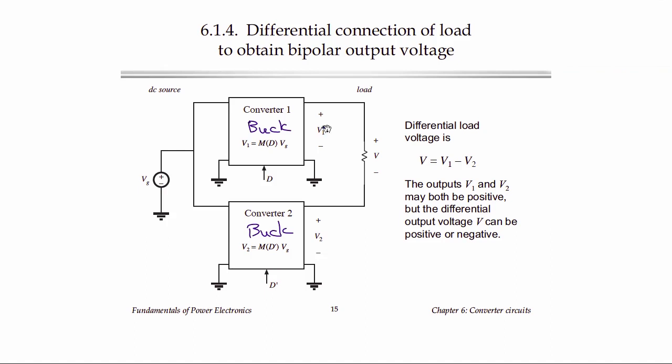Now if both buck converters produce the same output voltage, then we will get 0 volts differentially across the load. But if we make one of the converters produce a higher voltage than the other, then we can get either positive or negative voltage across the load depending on which buck converter makes the higher voltage. And in fact, if we control the duty cycles of the two buck converters in a skillful way, then we could make, for example, a sinusoidal voltage that appears differentially across the load.